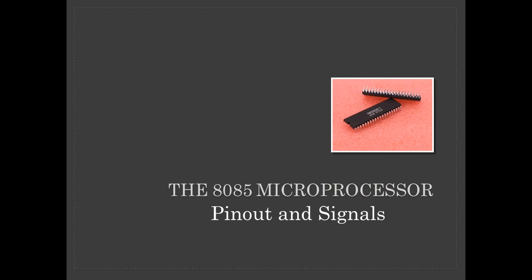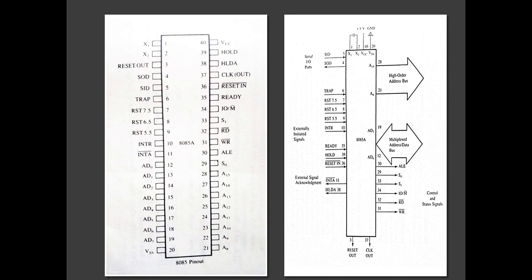Today we are going to discuss the pinout and signals of the 8085 microprocessor. It is the pinout diagram for the 8085 microprocessor. We know that 8085 is an 8-bit general purpose microprocessor which is capable of addressing 64K of memory. And the device has 40 pins which requires +5 volt power supply and can operate with a frequency of 3 MHz.